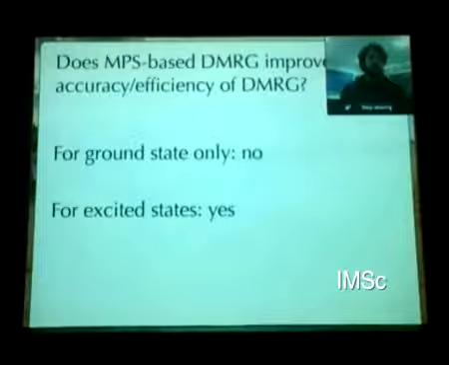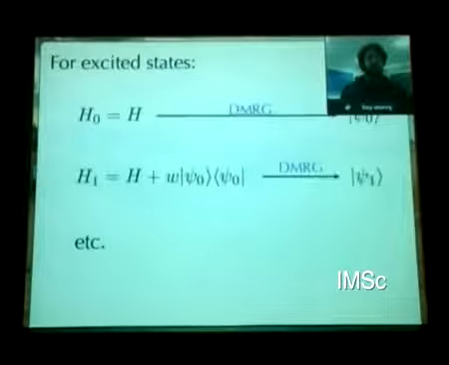You do get some actually important advantages when you consider excited states. This was pointed out by Schollwöck in his recent article about matrix product state DMRG. So the next slide is one way that you could use matrix product states to create excited states more efficiently. So could you please click to the next slide?